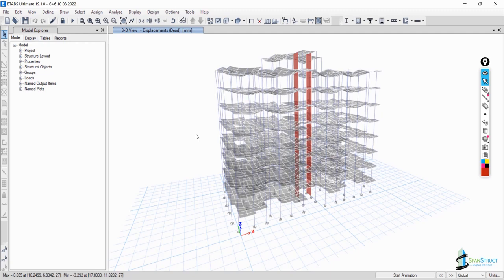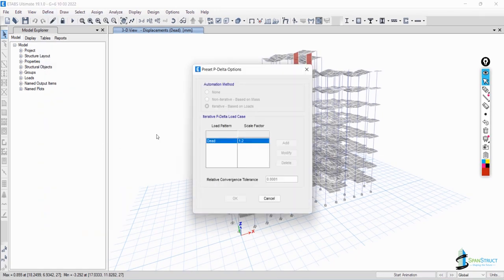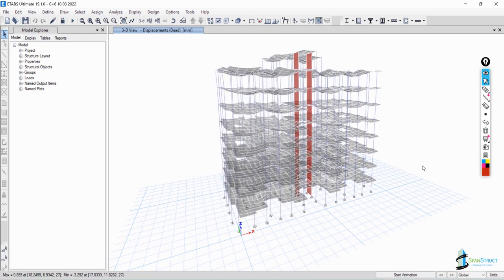We have also seen the amendment that came in IS 16700 2007. We have also seen two ways of doing the P delta analysis: one based on load, which was an iterative method, and the second a non-iterative method, which was based on mass. So we have studied a lot of things regarding the P delta analysis in the entire lecture of the P delta classes.